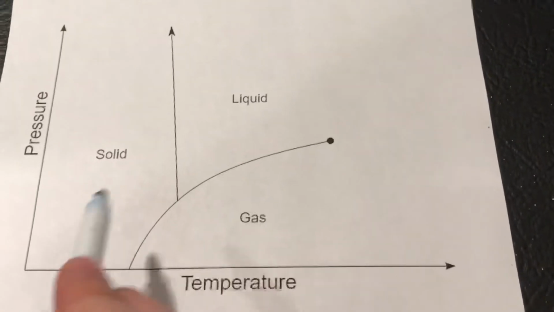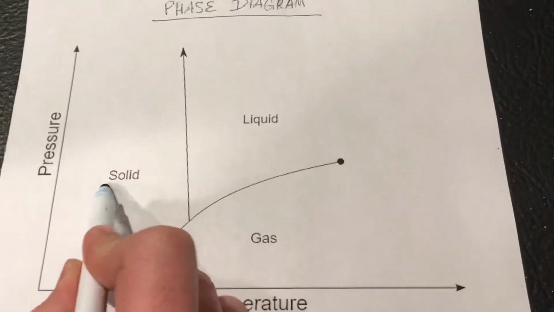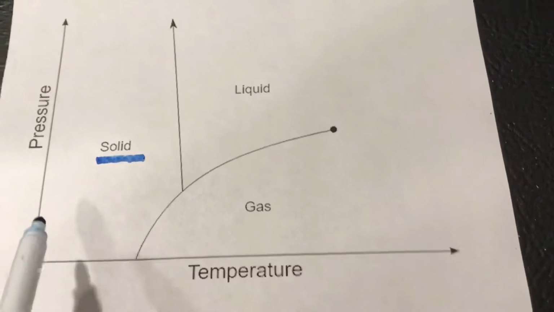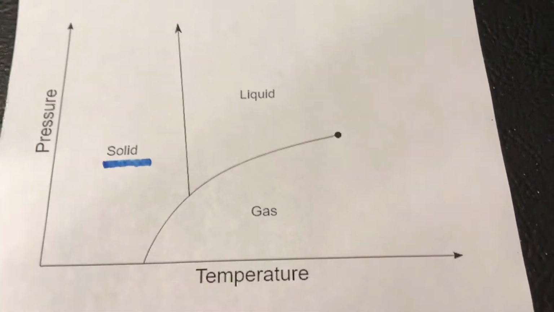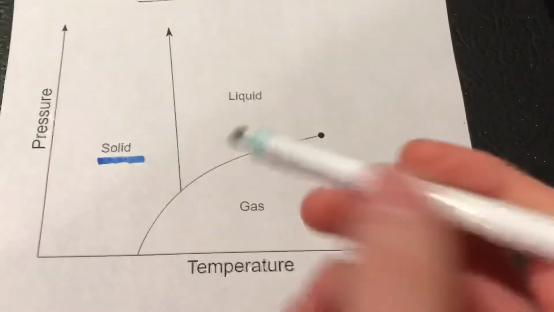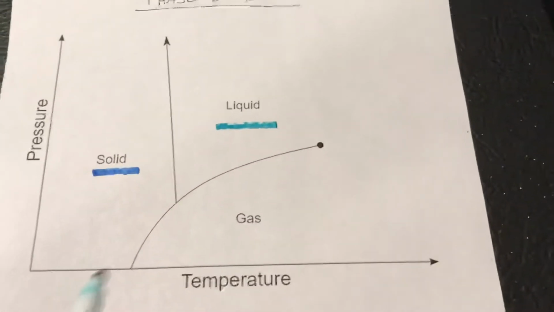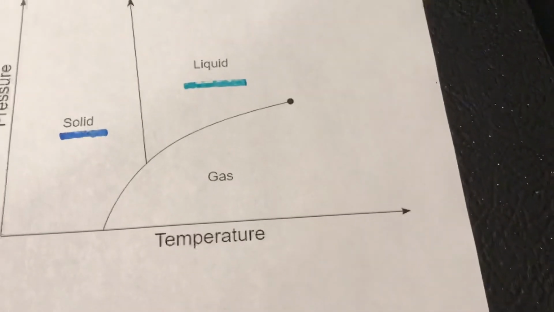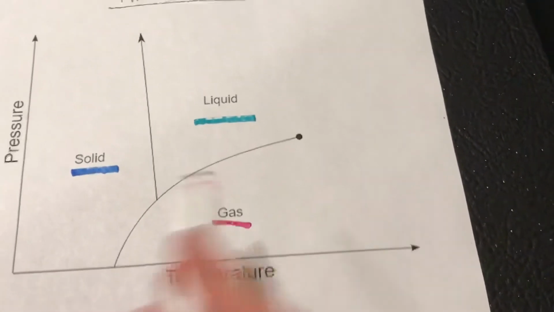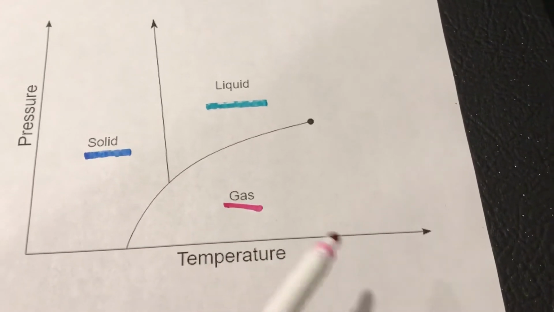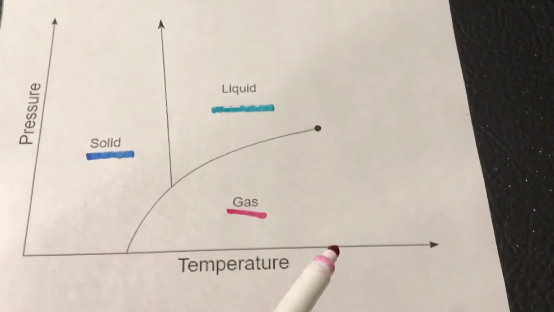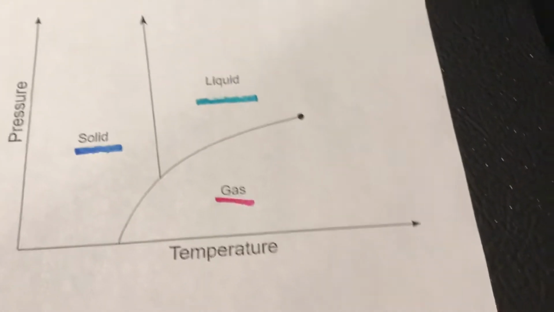And there also are three distinct phases. Solids tend to have low temperatures and a lot of pressure on them. Liquids are somewhat in between with temperature and pressure, while gases tend to have low pressure and high temperatures, all based on, again, particle movement.